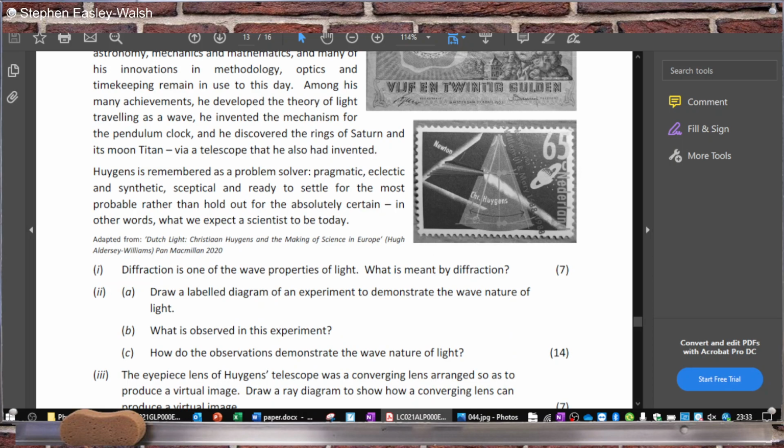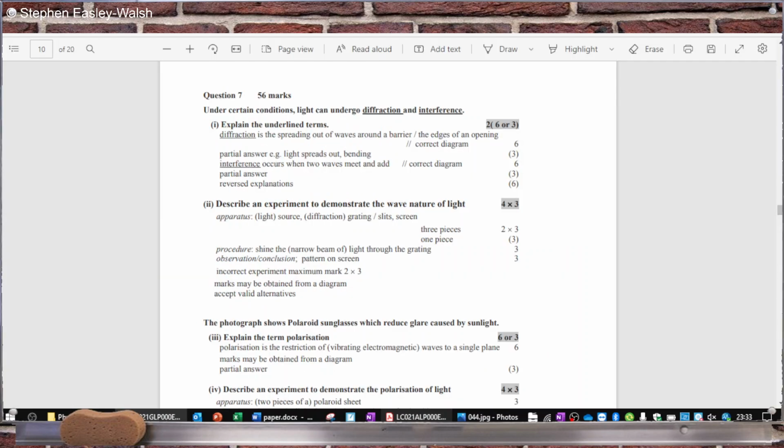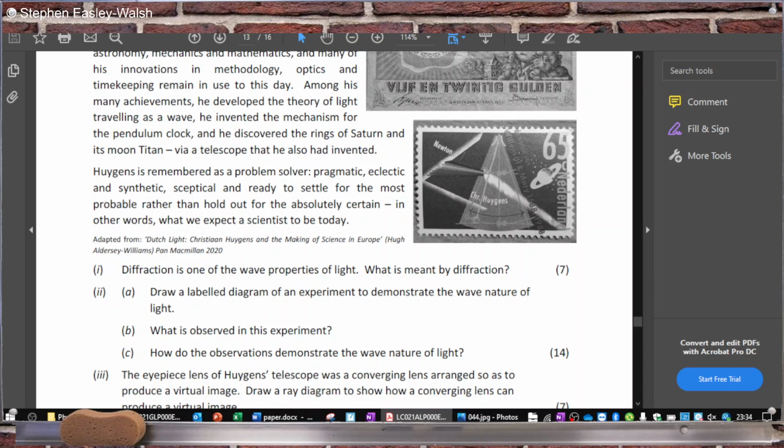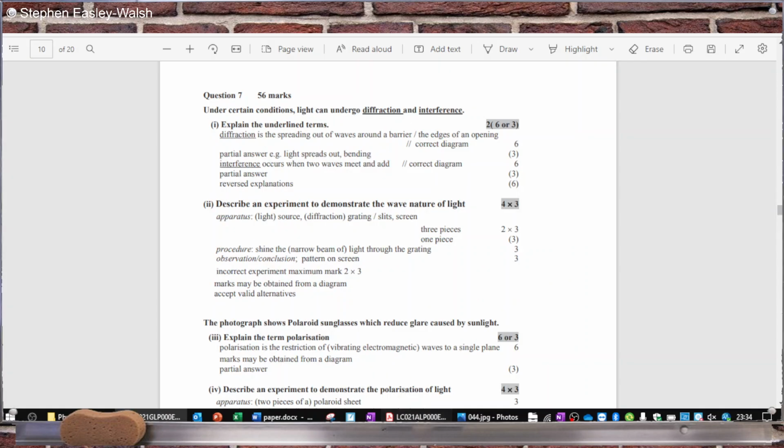Yeah, it'd be pretty similar. Yeah, no, that's what you observe. Yeah, patterns on the screen. The interference pattern, the fringes. Yeah, it looks like it's exactly the same. Make sure we're not missing anything. Yeah. So part 1 and 2 both come from 2012 ordinary level question 7.